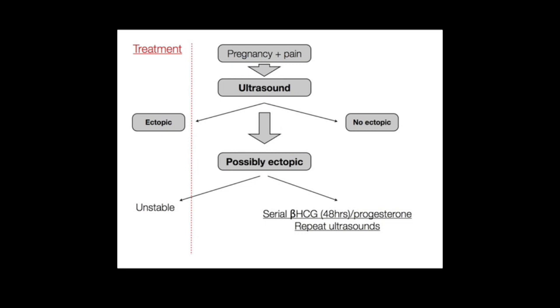However, as we've said, up to 50% of the time, there will be the possibility of an ectopic, or we might say that an ectopic might not be able to be absolutely excluded. In this setting, if the patient is unstable, then they probably do have an ectopic, and they therefore go on to have treatment. However, if they are not unstable, they tend to be monitored clinically. And the key things to be aware of here are the role of serial beta HCGs taken 48 hours apart, repeat ultrasounds, and serum progesterone.